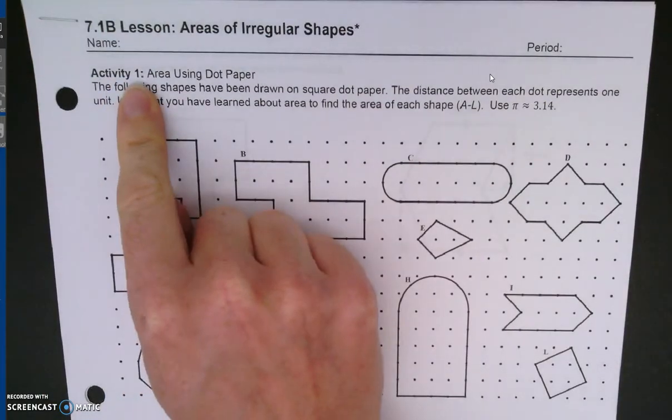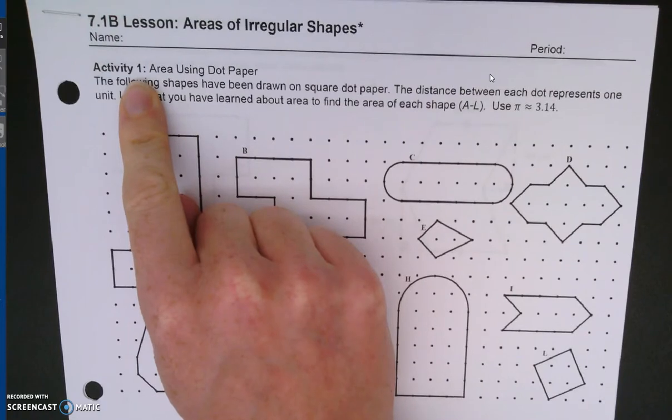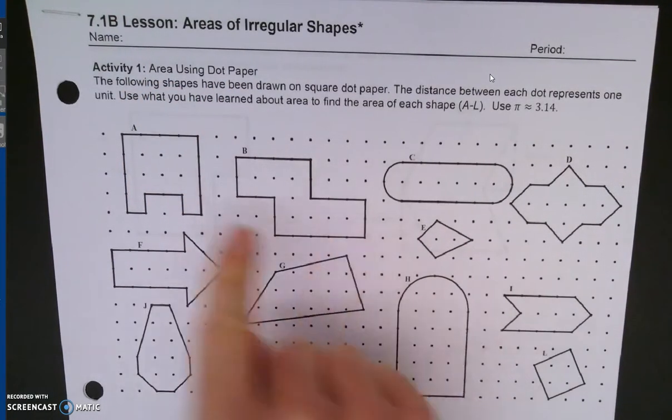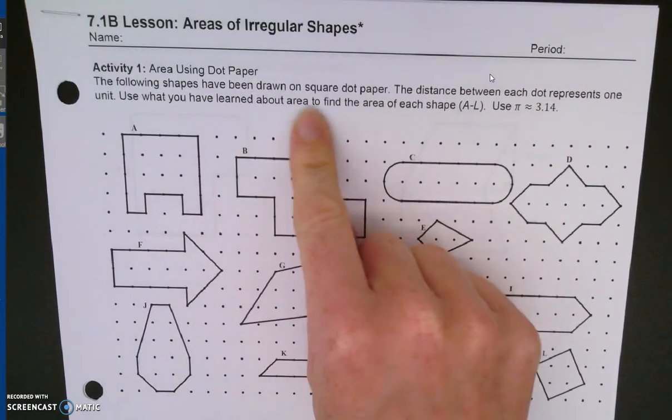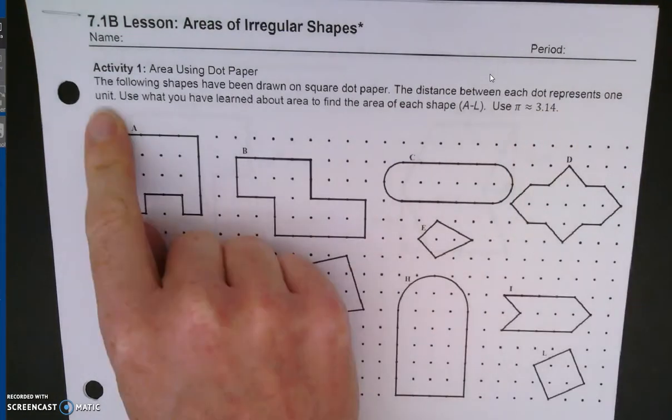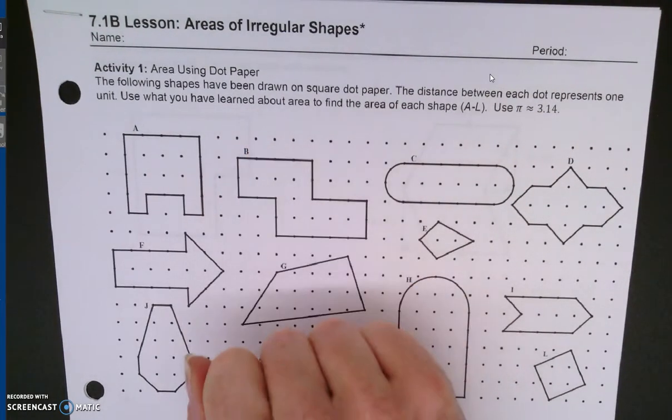So activity 1, please track with me as I read the directions. Area using dot paper. This is all dot paper. The following shapes have been drawn on square dot paper. The distance between each dot represents 1 unit. So from here to there is 1 unit.